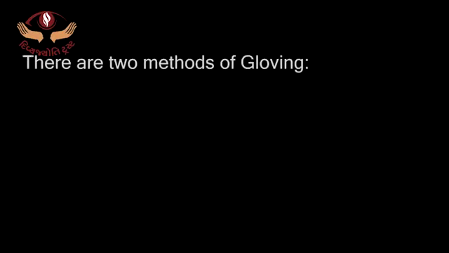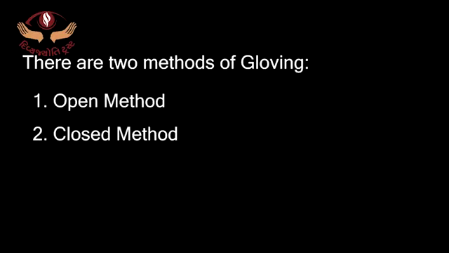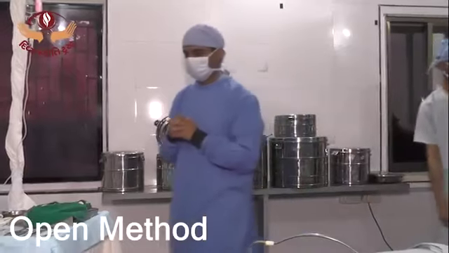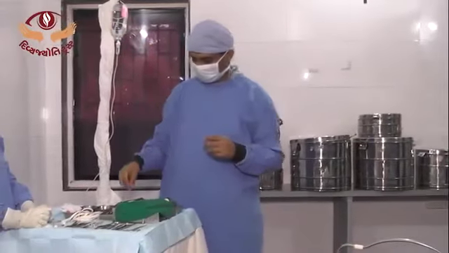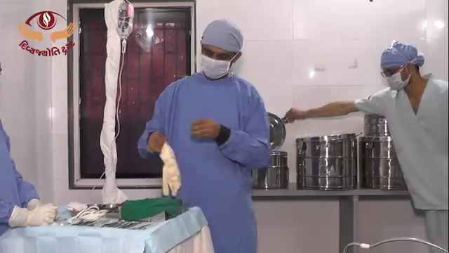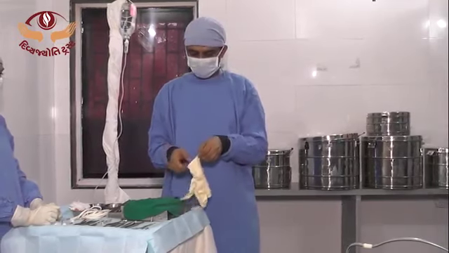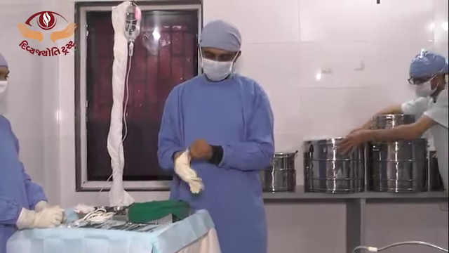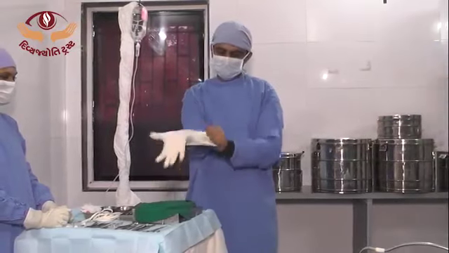Gloving. There are 2 methods of gloving. The open method, the closed method. Open method. Take chlorhexidine or its equivalent solution on bare hands. Pick up the first glove by gripping its cuffs with one hand and slide the other hand in.